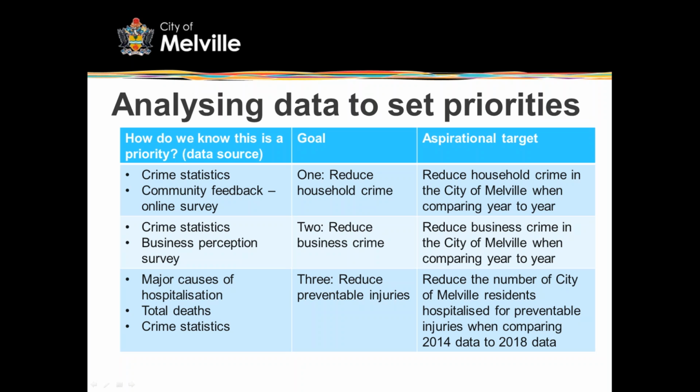So the table you can see shows the link between the data source, which identified the priority, the broad goal, and a high-level aspirational target. This is just a snapshot of the plan. The full version will be uploaded to our website because the plan was actually just endorsed last night by the Safer Melville Advisory Committee. But as you can see, the goal is very much linked to the aspirational target. So we're trying to reduce household crime and we're going to be comparing year to year to see if we achieve that. The same with business crime, the same with preventable injuries.